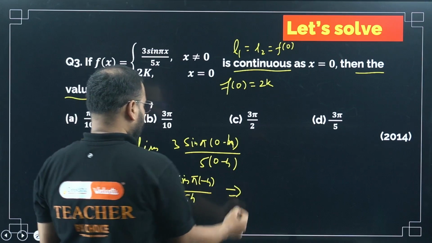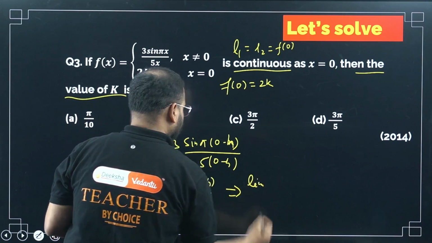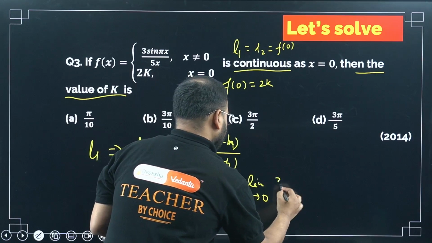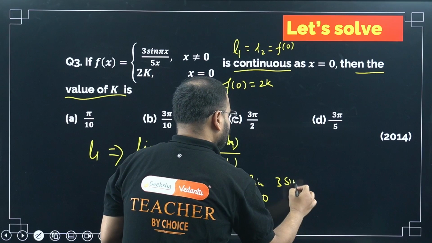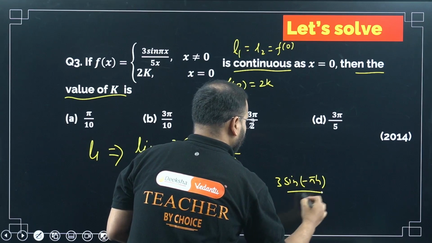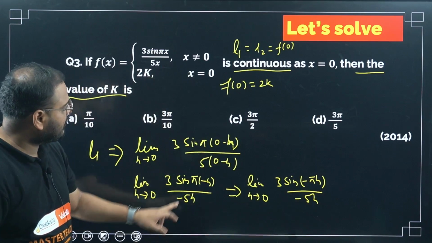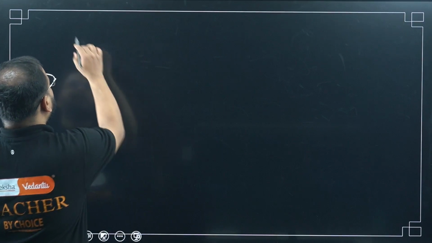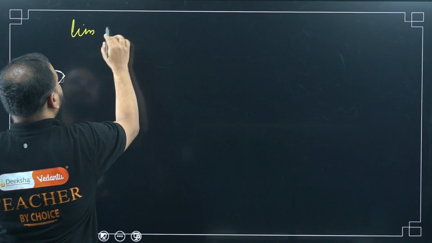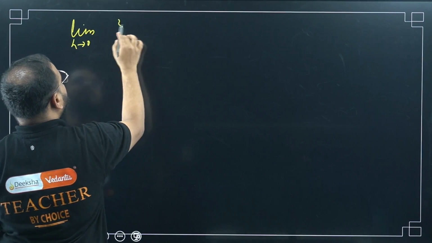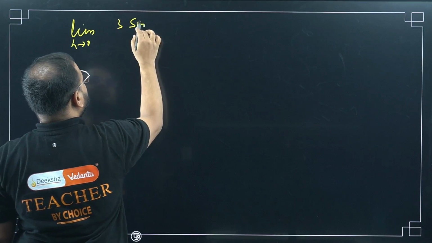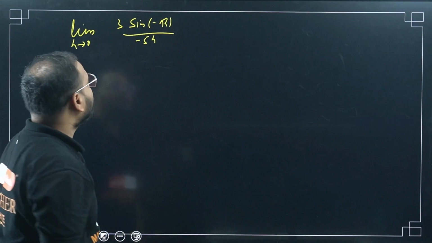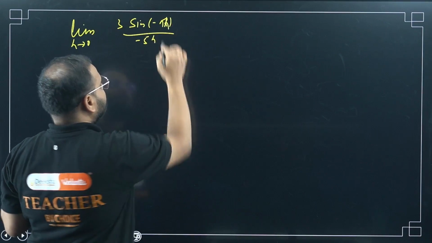Okay, if I'm writing it again, limit h tends to 0, 3 sine of minus pi h upon minus 5h. Please check here. Minus pi times minus h is minus pi h upon minus 5h. Let's write it over here. What I'm getting here: limit h tends to 0, 3, sine of minus pi h upon minus 5h.